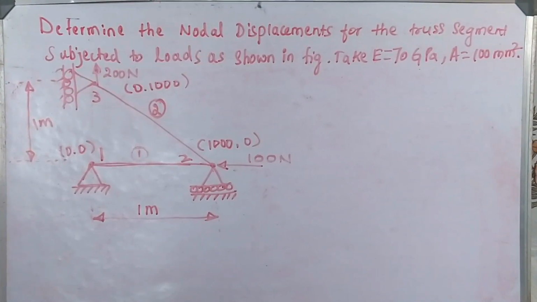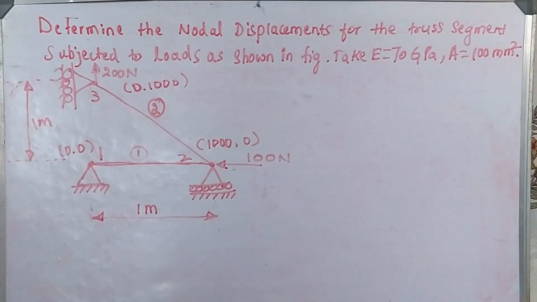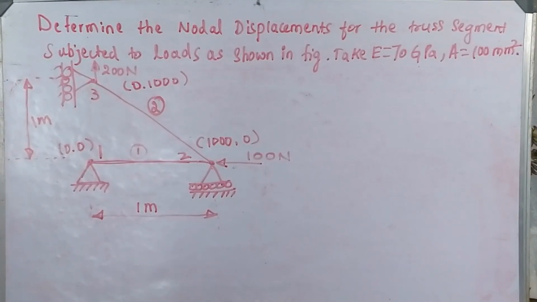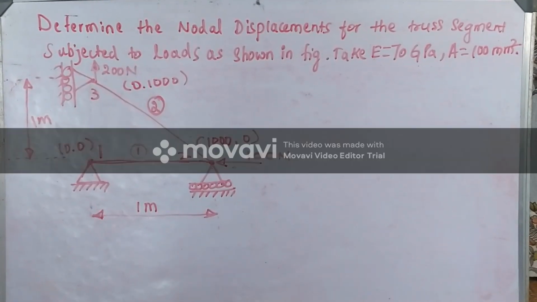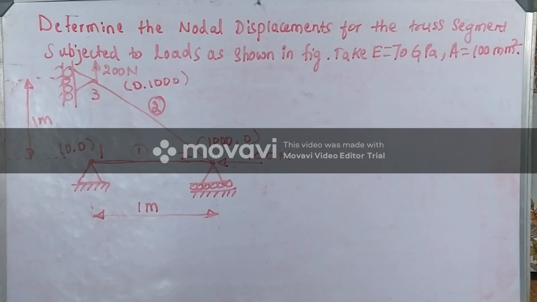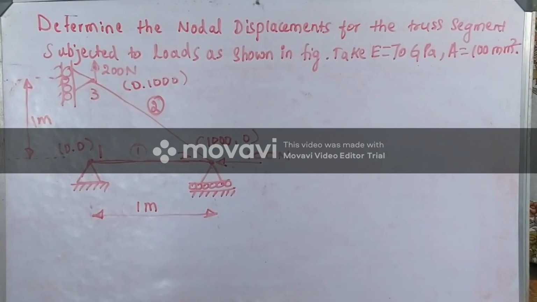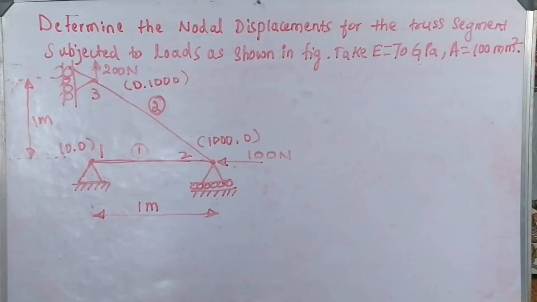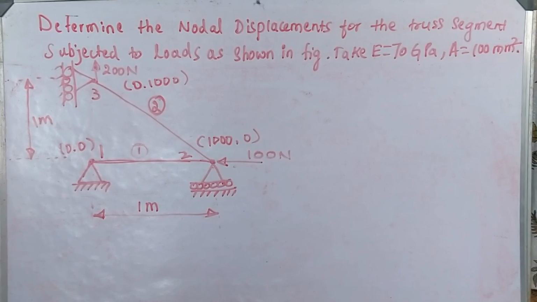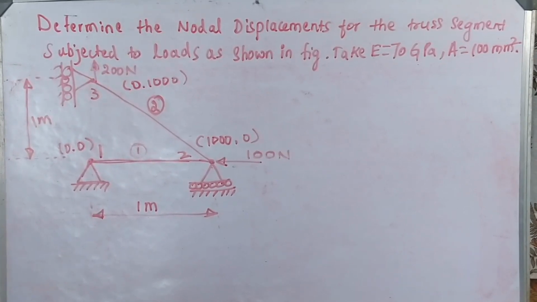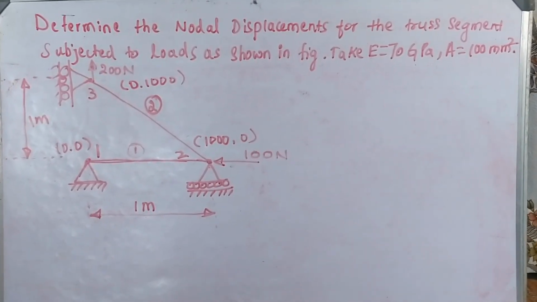In this session, we'll see how to solve the problems related to trusses. And this is an example problem I have taken. Determine the nodal displacements for the truss subjected to the loads as shown in figure. They are given two elements, element 1 and element 2, with the nodes and loading parameters. So let us see how to solve this problem.